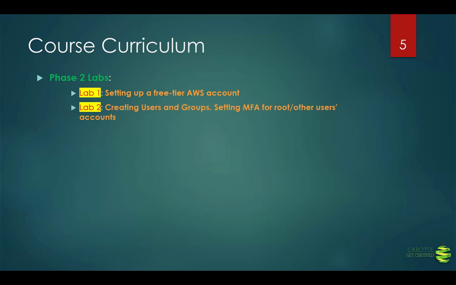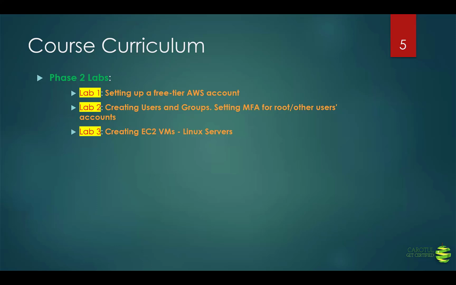So we'll see that. Also, we will see another lab where we will create users and groups. What is the importance of groups? Although I did not mention it here, we will also talk about roles and setting up multi-factor authentication for the root user account and other user accounts to solidify our security settings and make sure that we are only allowing legitimate users to access our AWS account.